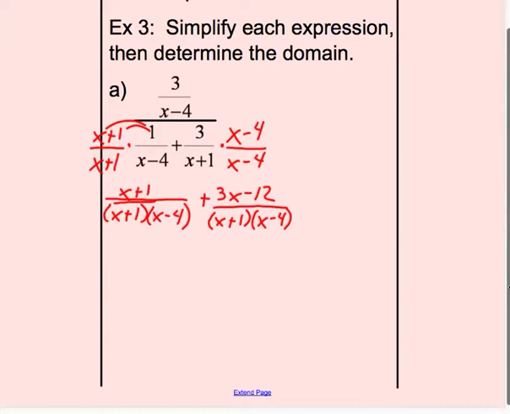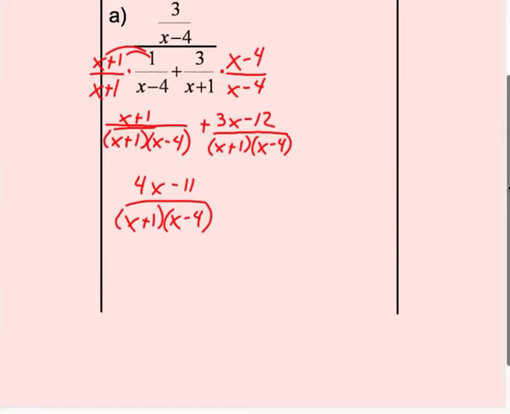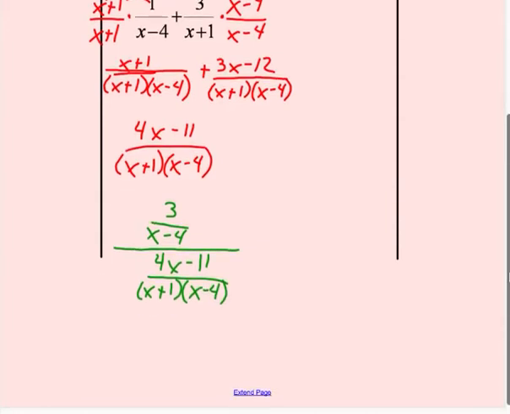So combining our like terms in the numerators, we've got 3x plus x is 4x. 1 plus negative 12 is negative 11. All over x plus 1, x minus 4. Okay, so now we've got our denominator simplified, so I'm going to rewrite this expression with my simplified denominator. So my numerator is 3 over x minus 4, all over 4x minus 11, over the quantity x plus 1, x minus 4.